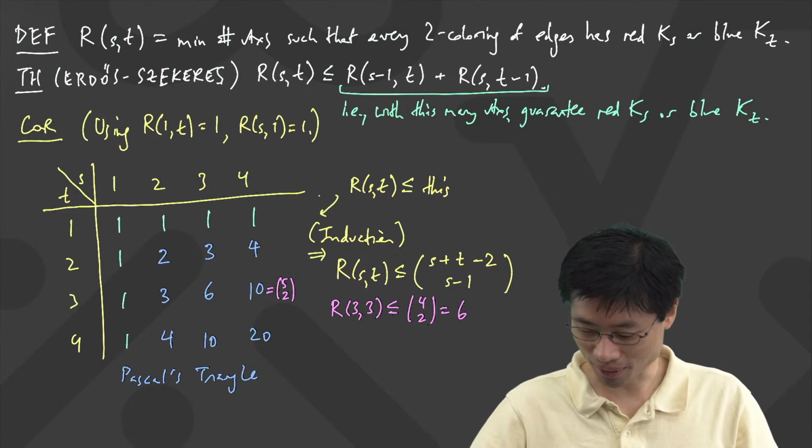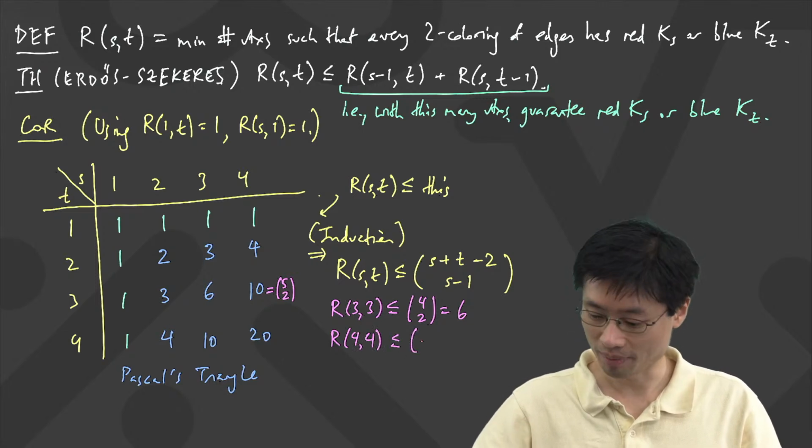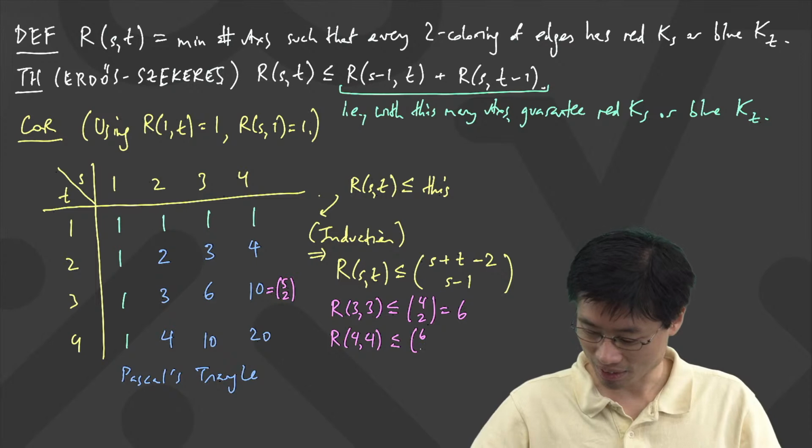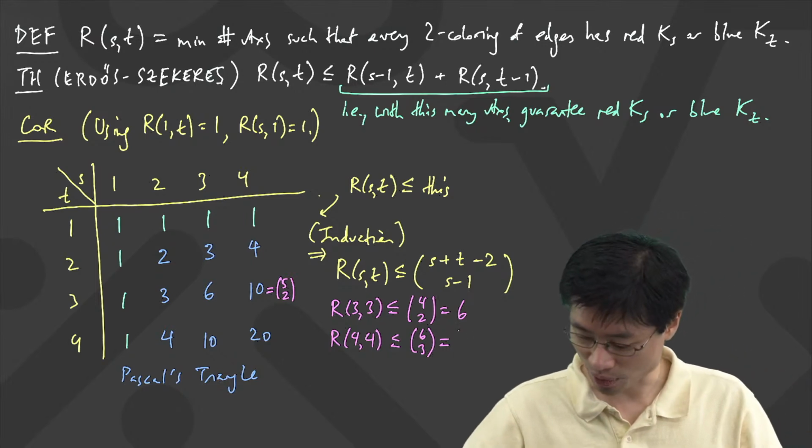What about R(4,4)? R(4,4) is at most 4 plus 4 is 8, minus 2 is 6. 4 minus 1 is 3. Is that right? Yeah. 6 choose 3. That's 6 times 5 times 4 over 3 factorial.